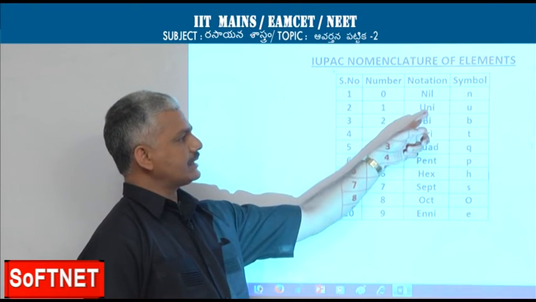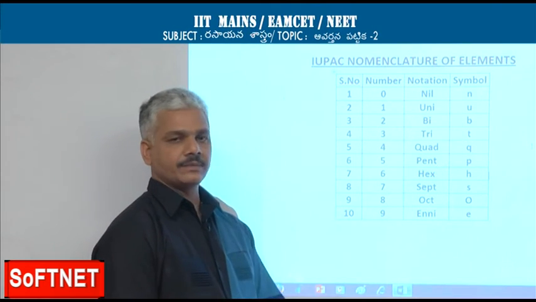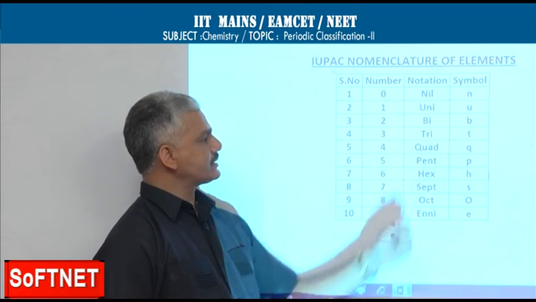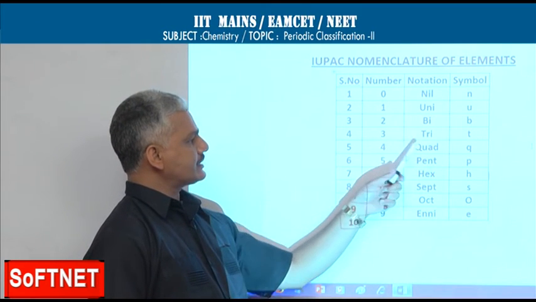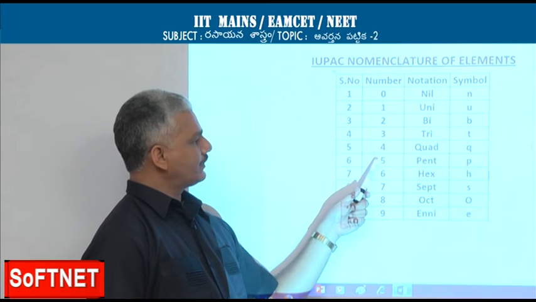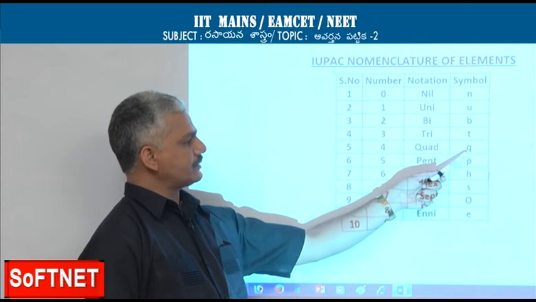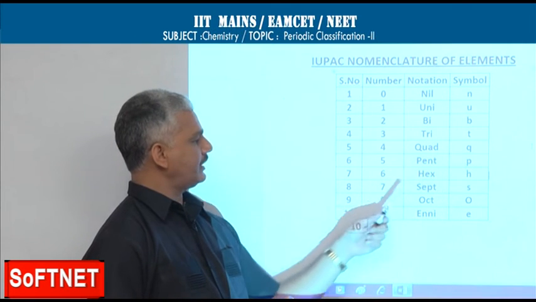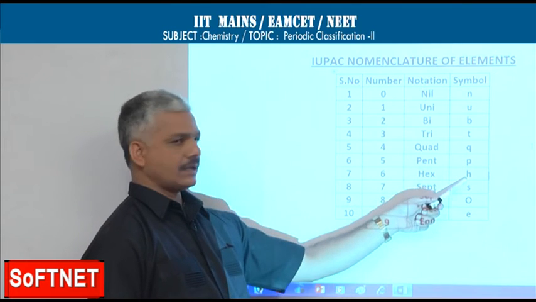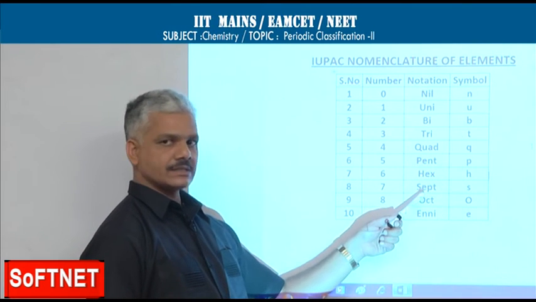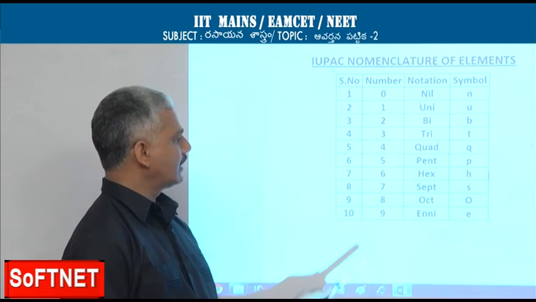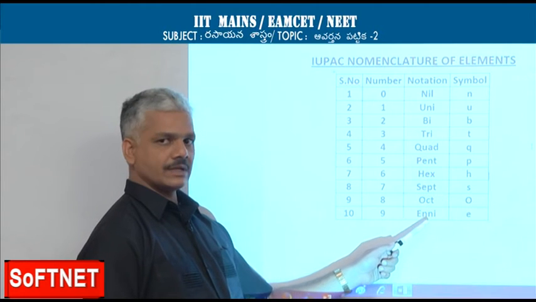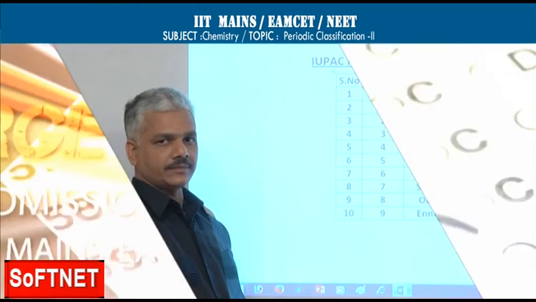1 is represented as uni, with the symbol small u. 2 is represented with bi, symbol is small b. 3 is represented as tri, symbol is t. 4 is represented as quad, symbol q. 5 is represented with pent, symbol is small p. 6 is hex, h. 7 is represented as sept, symbol is s. 8 is represented with oct, symbol is o. 9 is represented with enn, symbol is e.